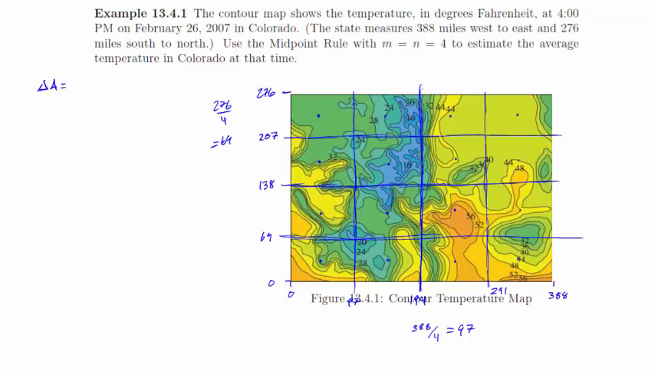So we can see that our delta A is 69 times 97, which equals 6,693. So my volume over the state of Colorado, which is really essentially all the temperatures everywhere added together. So this is my temperature, x and y, dA. This is approximately all of these midpoint temperatures added up.